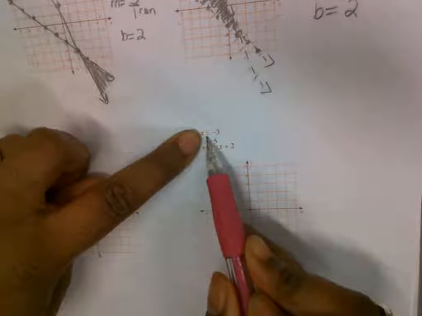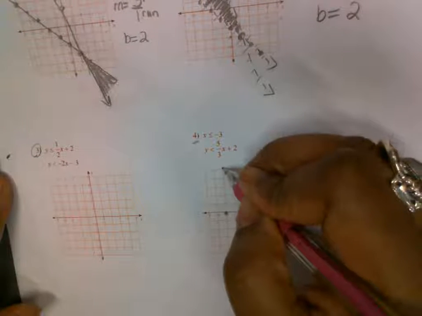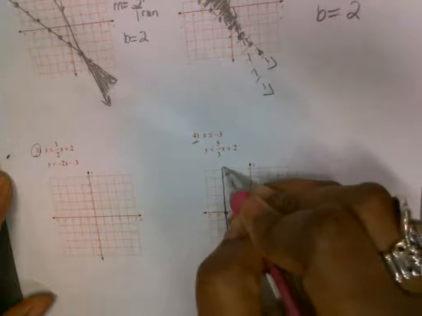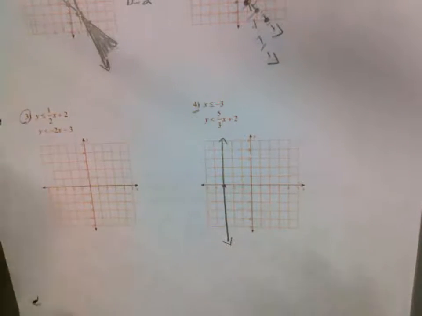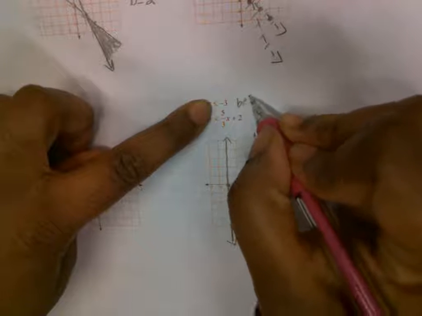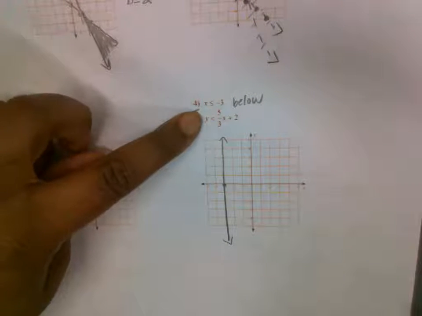It's a solid line because look, it says equal to. It's less than or equal to. So we're going to draw a solid line through -3 on the x-axis. Okay? Any questions about that? All right. We're going to shade at the end. This is less than, so we're going to shade below. Okay. Let's look at the second equation.